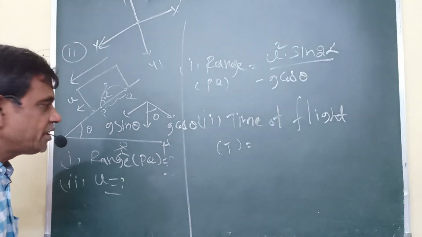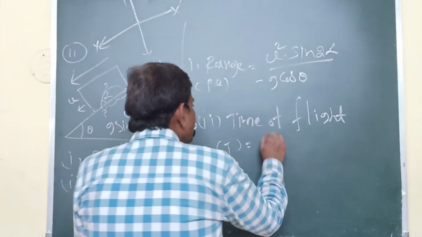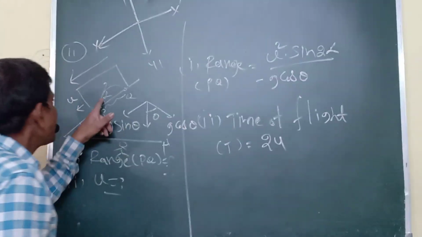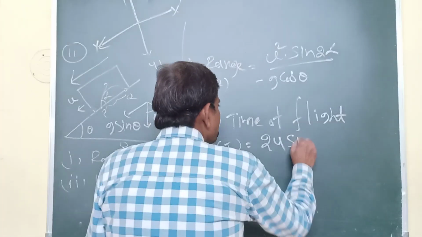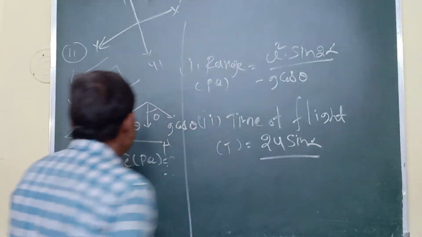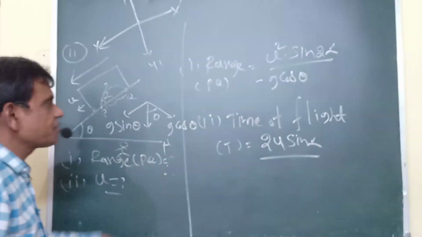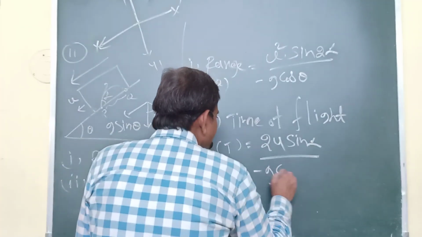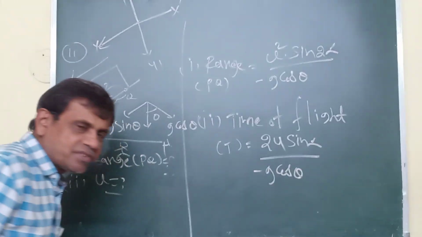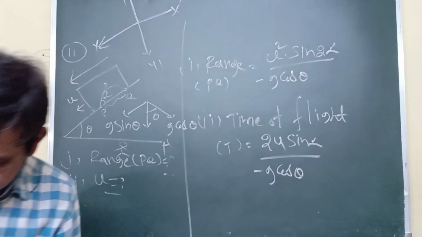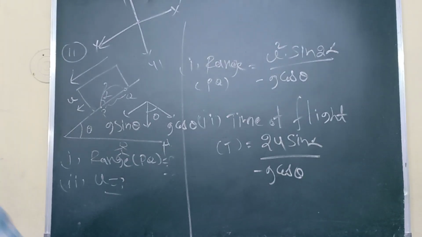Okay, now the time of flight is 2u sin theta by g. So 2u sin alpha by g. Here, what g am I taking? g cos theta, then again minus g cos theta. Time is positive only; consider that things later. So that happens. So this is time of flight.